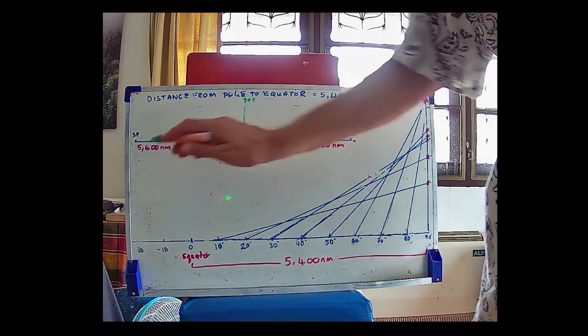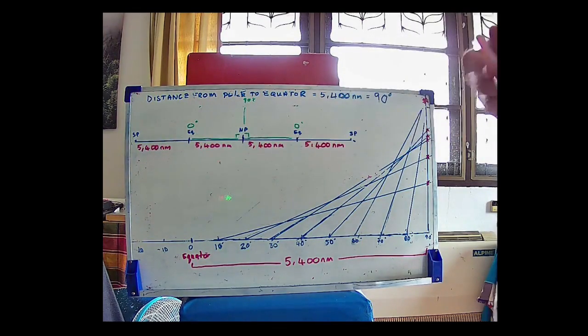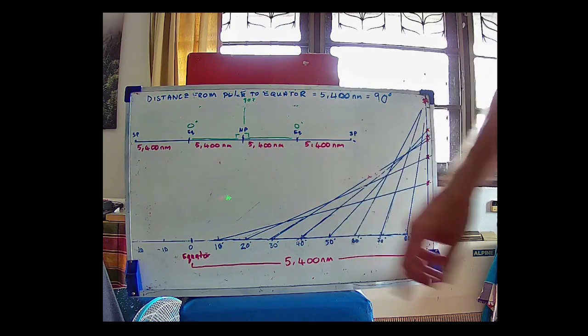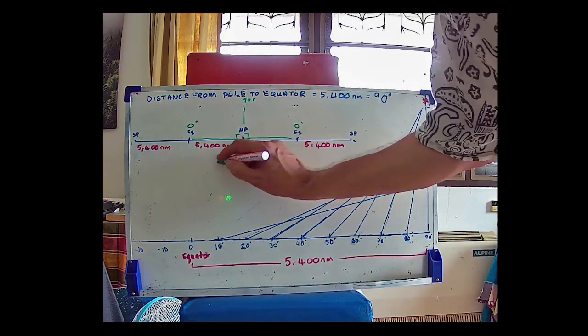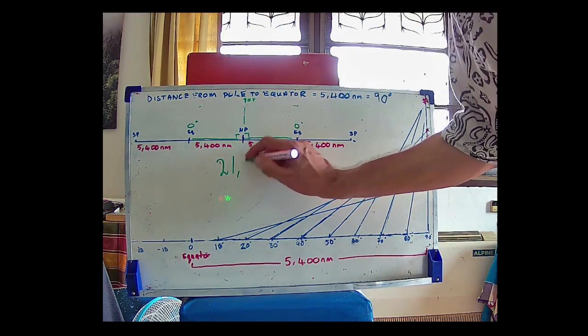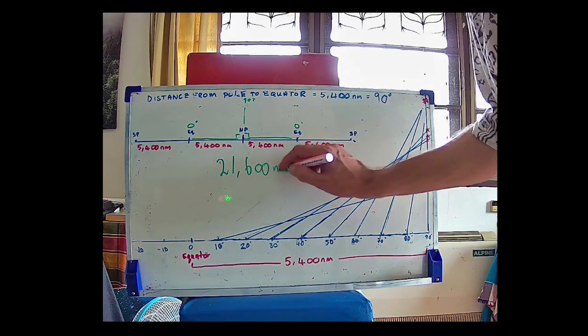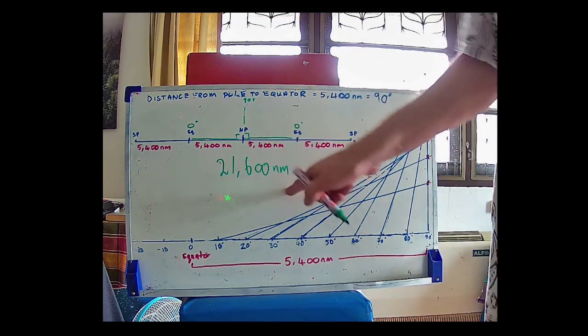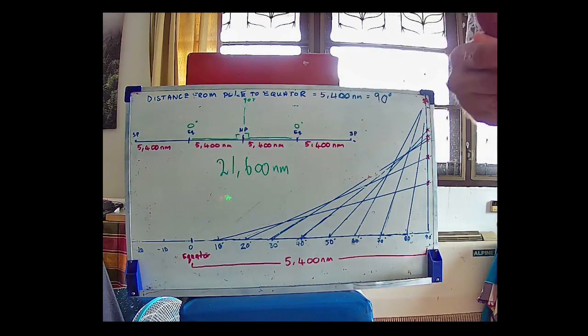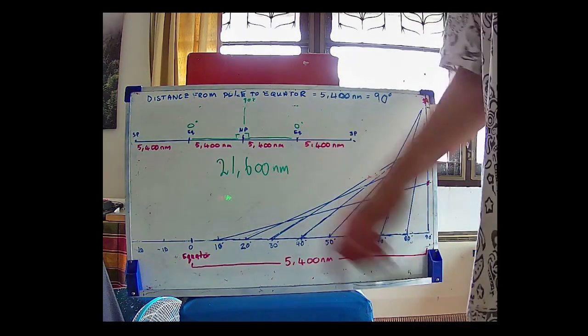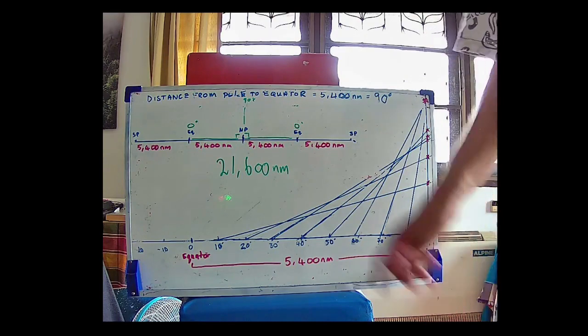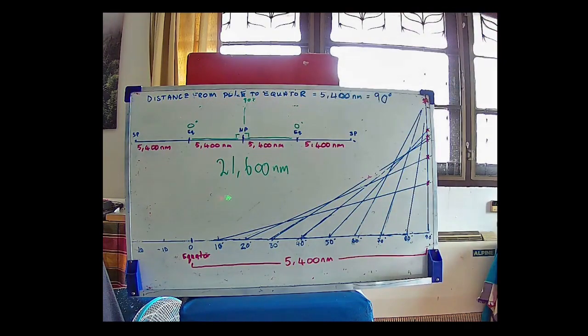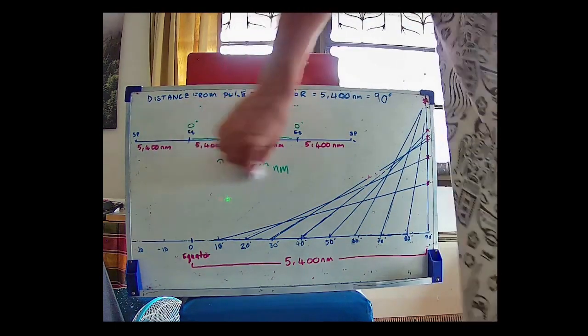And so if you just do 5,400 nautical miles times by 4, I think you're going to get something in the region of 21,600 nautical miles. Happens to be the circumference of the Earth as far as nautical navigation goes. Okay, so just looking for that. All right.